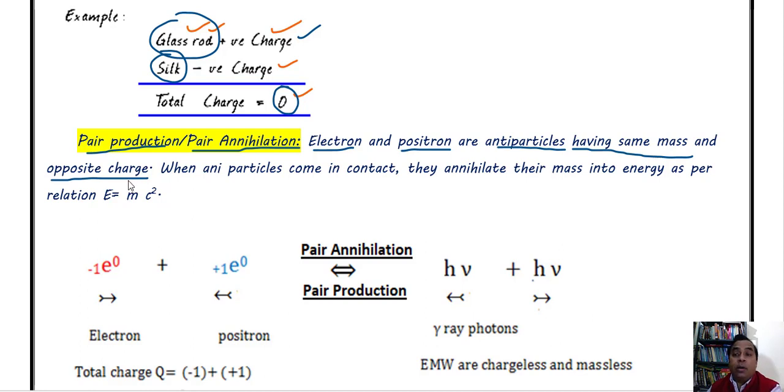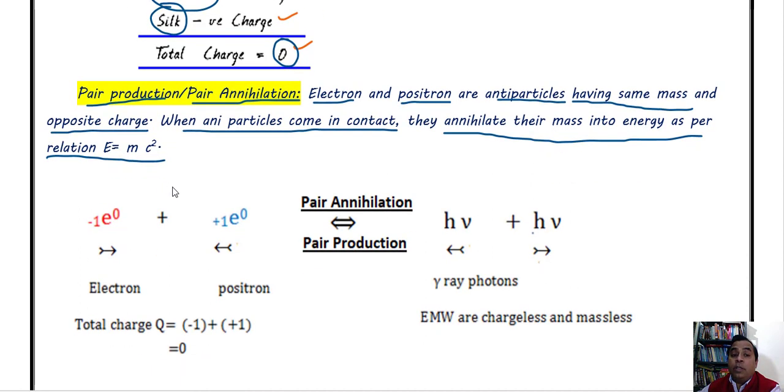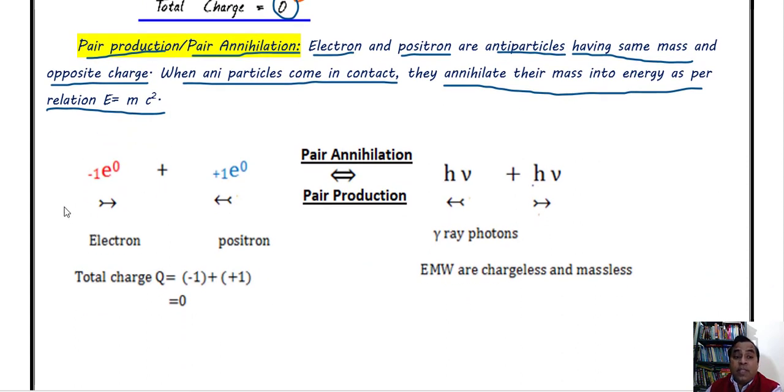If I am talking about electron and positron, they not only have the same charge value, but their mass value is also the same. Electron is negatively charged, positron is positively charged. Now when such antiparticles come in contact, they annihilate their mass into energy as per the relation E equals mc square. Now that is where the equation starts. This is one electron and this is one positron. The electron is approaching the positron and the positron is approaching the electron. They are just approaching one another.